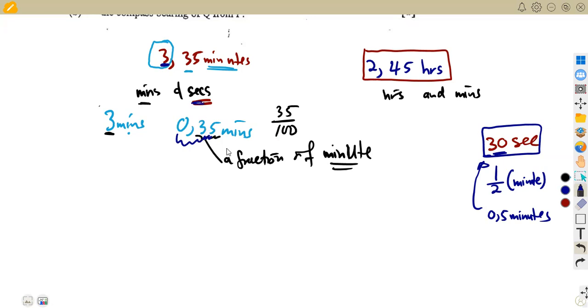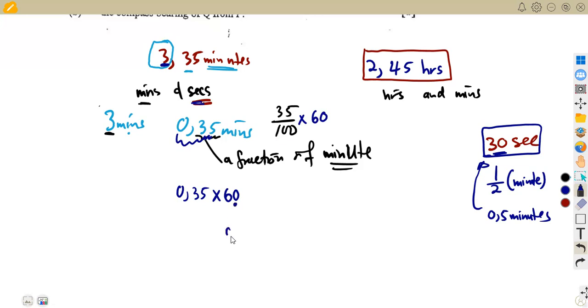So how are you going to convert to seconds? You simply multiply by what? By 60. Remember that in a minute, we've got 60 seconds. So you're going to multiply by 60, which means you can multiply the decimal or you can multiply the fraction, whatever you're going to use. You're supposed to obtain the same answer. All right, so what are you going to have at the end?